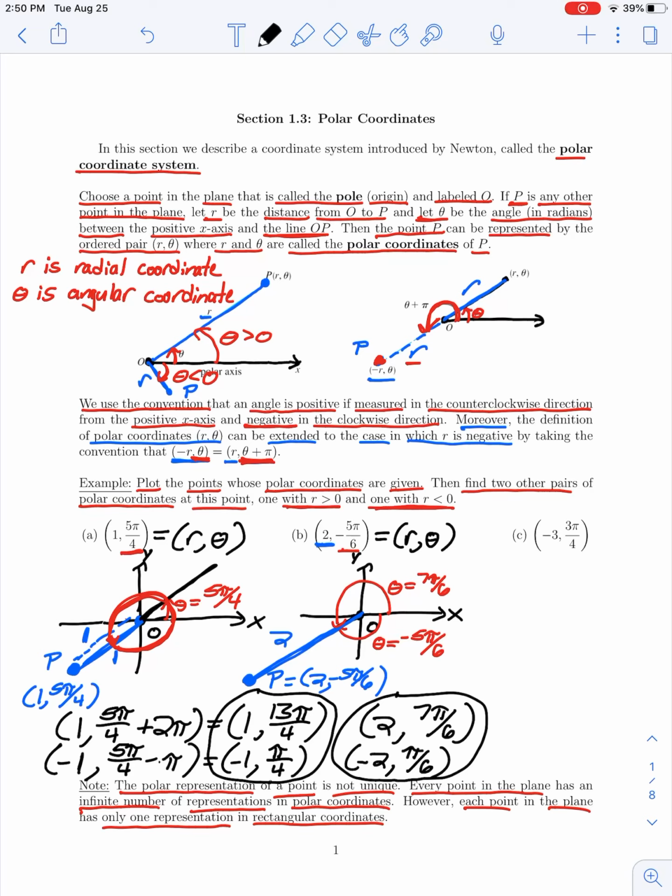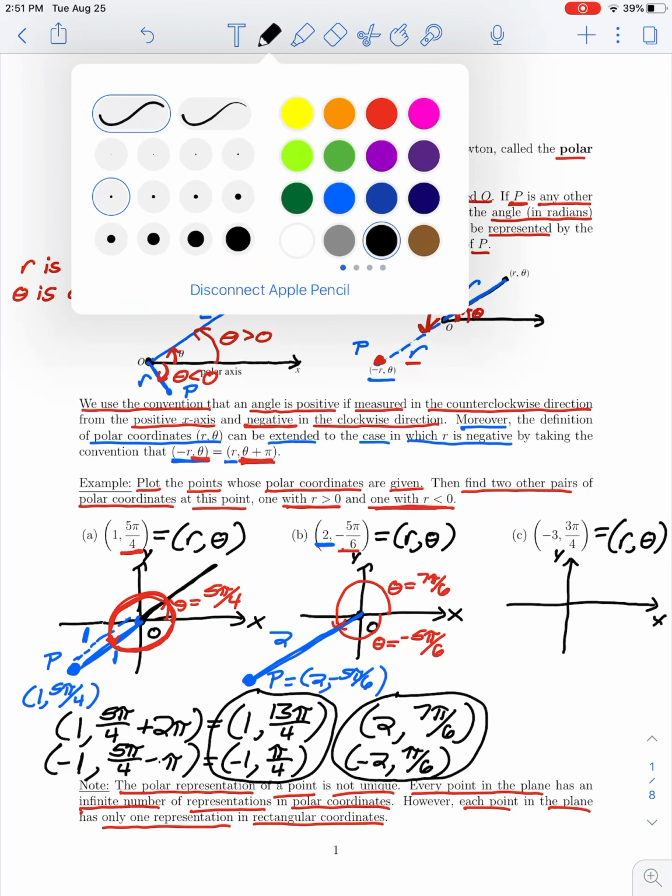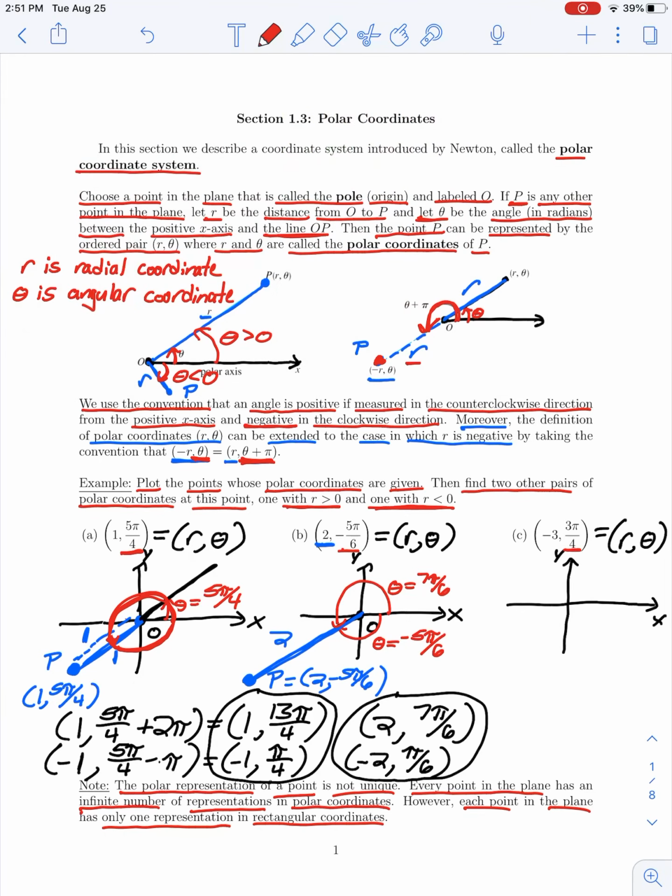So let's look at part C. In part C, we have the point whose polar coordinates are r, theta equal to negative 3, 3 pi over 4. So let's start by plotting that point. So a couple of ways we can do it. We see we have a negative r value here. So one way to think about plotting that point is by rotating by the angle measure theta that's given, 3 pi over 4.